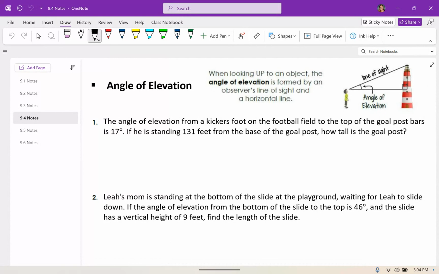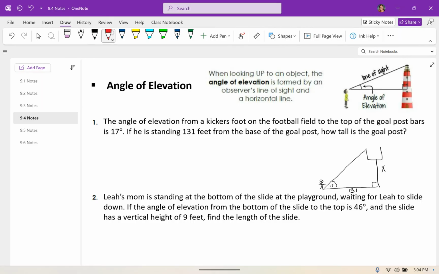Okay, so it says the angle of elevation from a kicker's foot on the football field to the top of the goalpost bars is 17 degrees. Okay, so here's the goalpost. Here's the kicker. And so the angle of elevation from his foot to the top of the goalpost bars is 17 degrees, and this is a pretty bad picture. Anyway, 17 degrees, and he's standing 131 feet from the base of the goalpost. Okay, how tall is the goalpost? That's X.